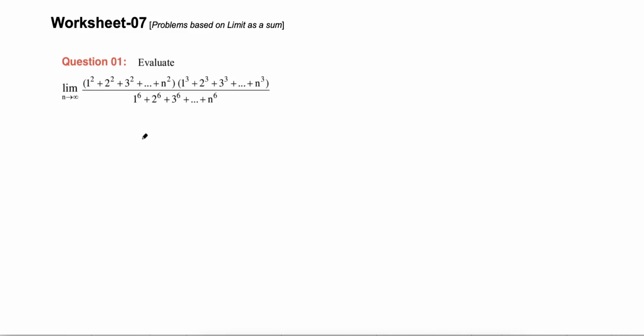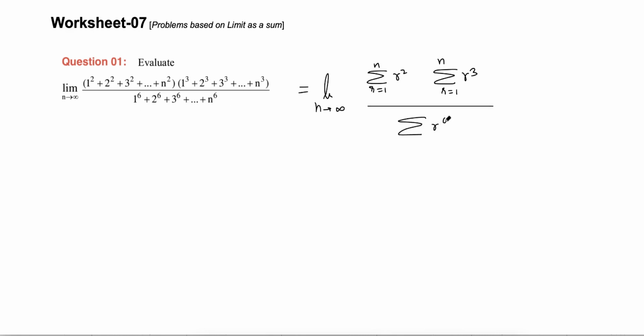First question. If you write it in the form of sigma, I think you can solve this question very easily. We can write limit n tending to infinity. The first bracket I can write as sigma r square, with r varying from 1 to n. The second bracket I can write as sigma r cube, r varying from 1 to n, divided by this bracket, which I can write as sigma r power 6, r varying from 1 to n.